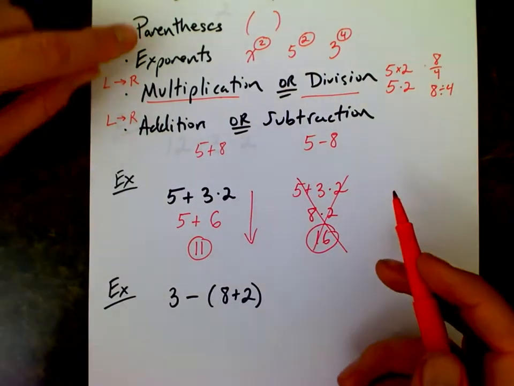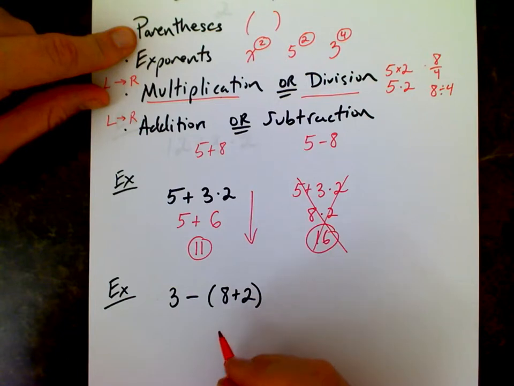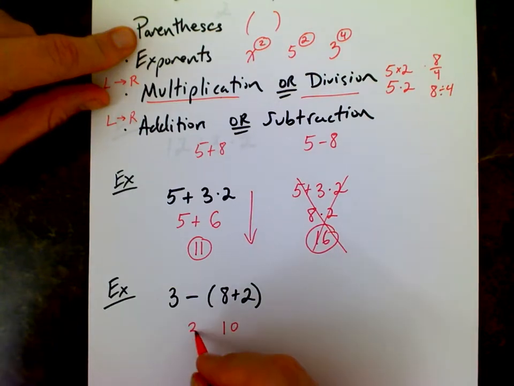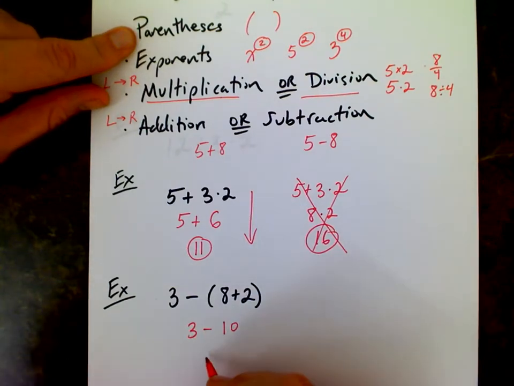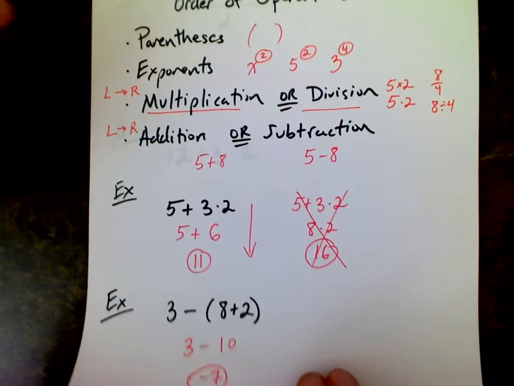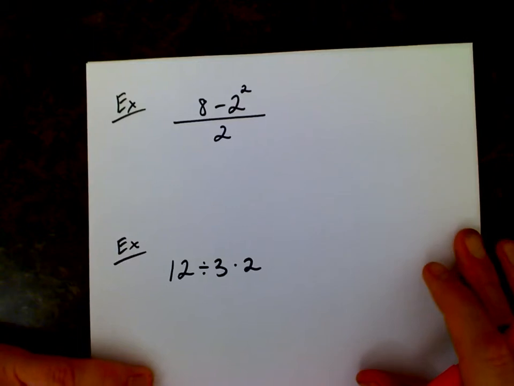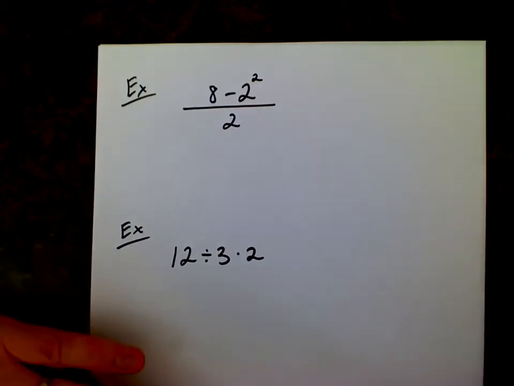The next example here is 3 minus 8 plus 2. So we're going to do parentheses first, which is 8 plus 2 is 10. Then we have 3 minus 10, which is negative 7. A couple of other ones here.